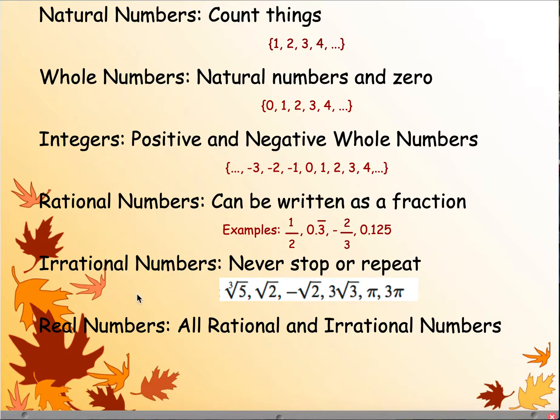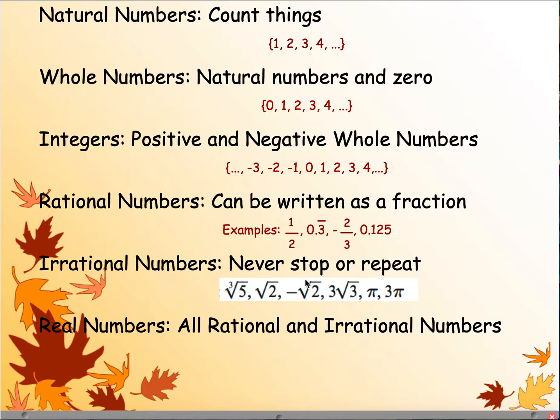Rational numbers versus irrational numbers. Really important: rational numbers can be written as a fraction, or we can also think about it as the decimal either repeats forever, like 0.333, or the decimal terminates, like here 1/2 becomes 0.5. So rational numbers can be written as a fraction, the decimal can terminate, like 0.5, or it goes on forever, like 0.3 repeating.